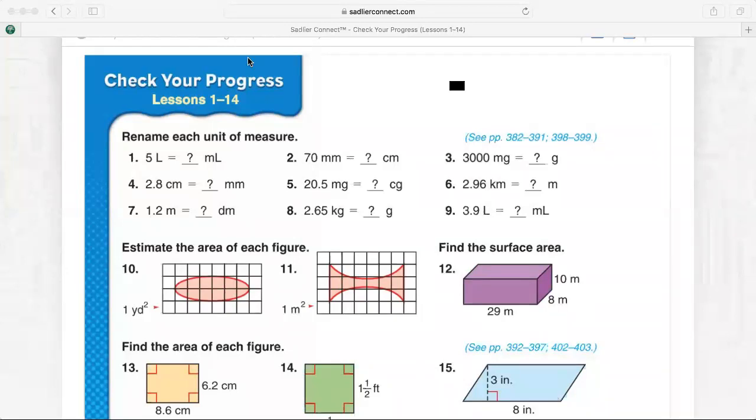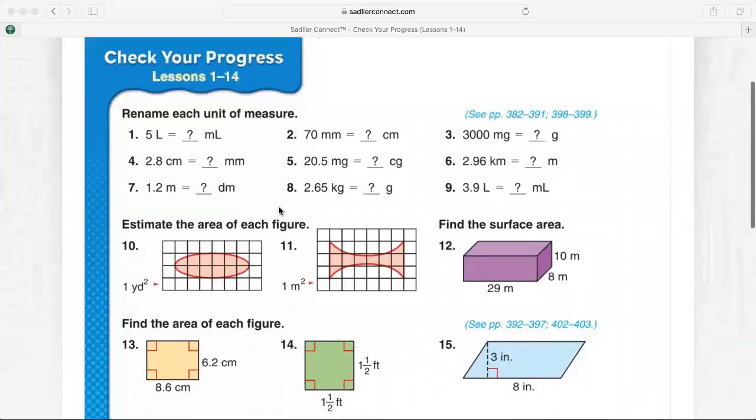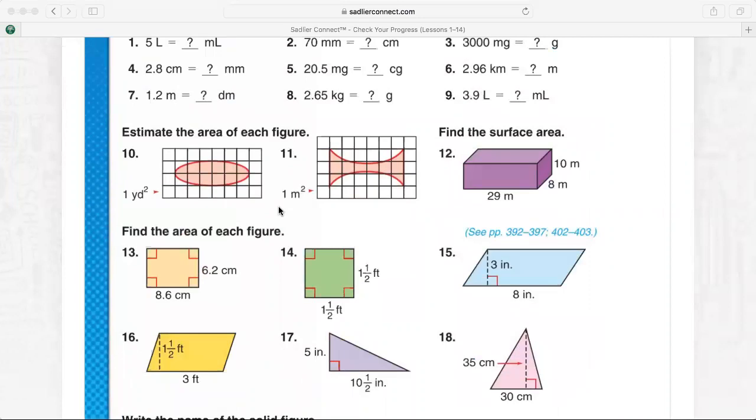Okay, so can you please tell me what we're going to do in question number 13? Yes, Hala, question number 13. Find the area of each figure. I want to get the area of each figure. So I have in number 13 a rectangle.